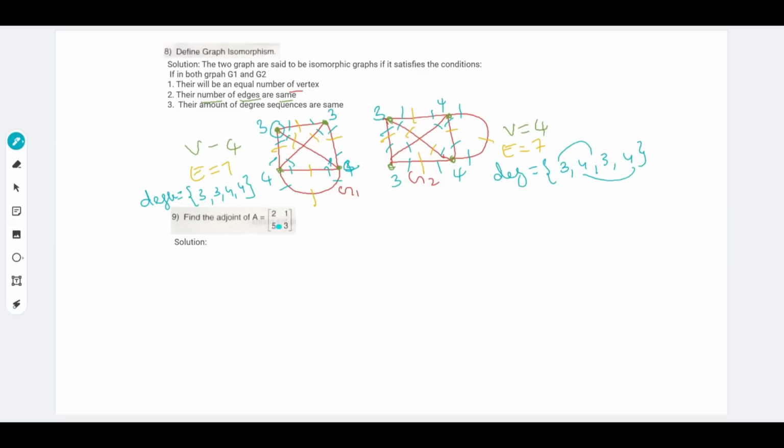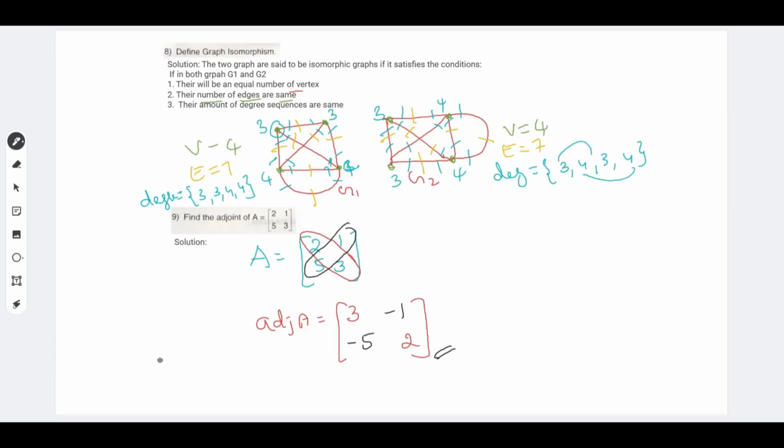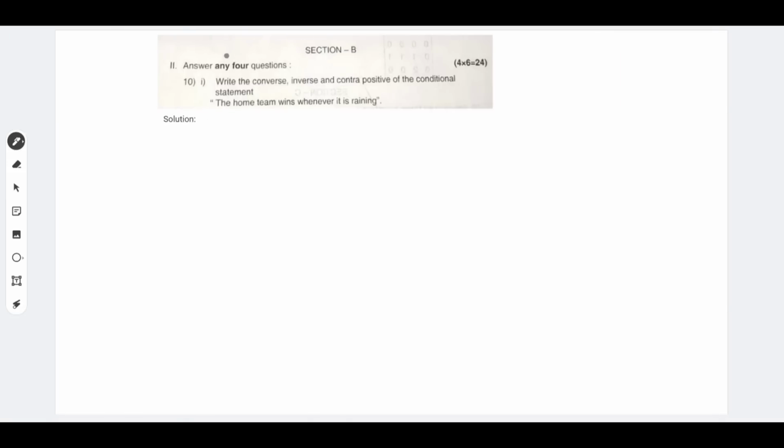Then moving on to the next one, find the adjoint of A. The adjoint is very simple to find for a 2 by 2 matrix. The given matrix is 2, 1, 5 and 3. To find the adjoint of a 2 by 2 matrix, we interchange the diagonal elements, so 3 goes up and 2 comes down, and we change the sign of the other elements, giving -1 and -5. So this becomes the adjoint of A. That's it. Then moving on to the next question.